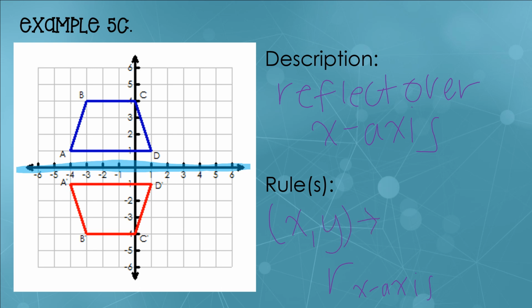So if you memorize the rule, then you can just write the rule. If you don't have it memorized, pick one of your points. So I'm going to use A. A is -4, 1, and A prime is -4, -1. So my x-coordinate stayed the same. However, the y-coordinate went from positive to negative, so it became the opposite. So x, -y, or opposite y.